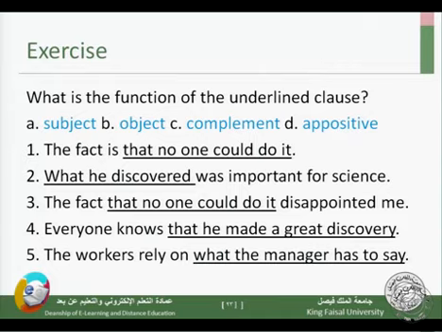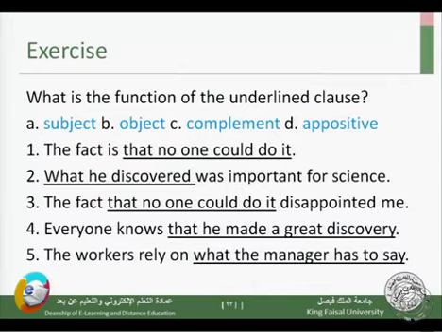In number 4, everyone knows that he made a great discovery. We can say everyone knows it. Knows needs an object. It needs a direct object. So everyone knows it. It is the object, and so is the that clause, that he made a great discovery. It is also an object. It is the object of the verb knows. So the correct choice for number 4 is B.